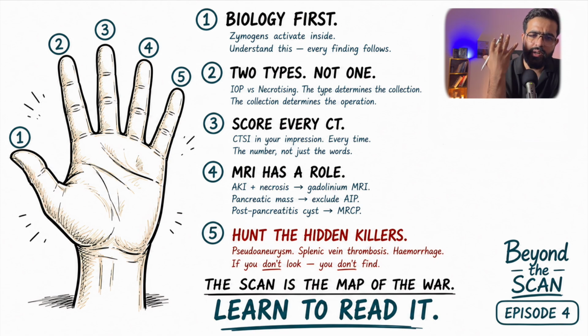5, hunt for the vascular complication on every pancreatic CT, pseudoaneurysm, splenic vein thrombosis, hemorrhage. These are the quiet killers. If you don't look for them, you don't find them, and if you don't find them, someone dies. Pancreatitis is not a boring diagnosis. It's a complex battlefield, and the CT scan is your map of that battlefield. Learn to read it properly, and you will change the outcomes.